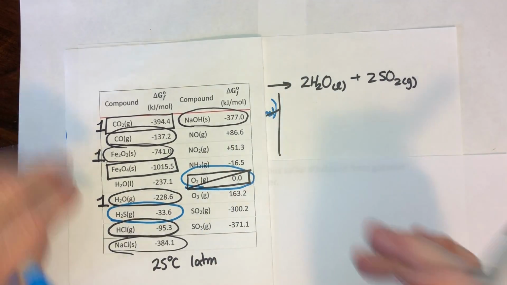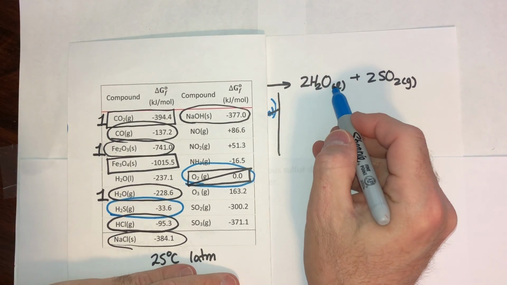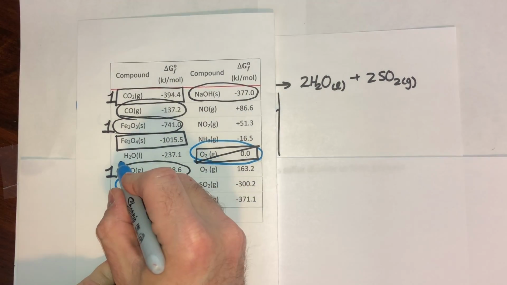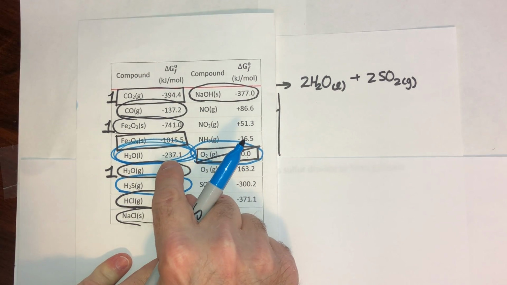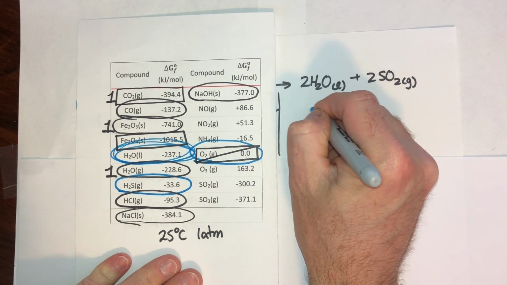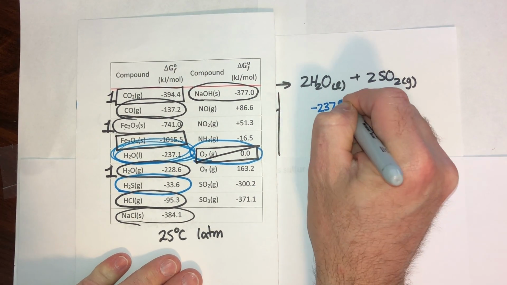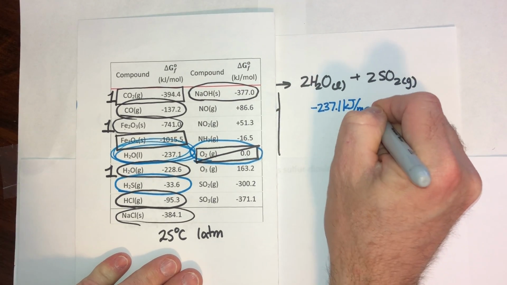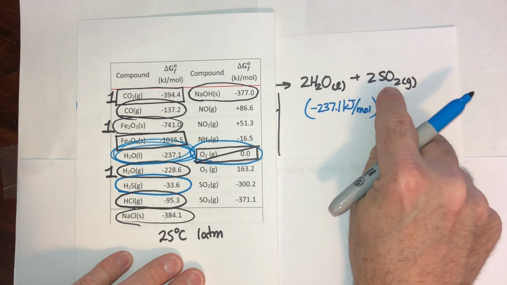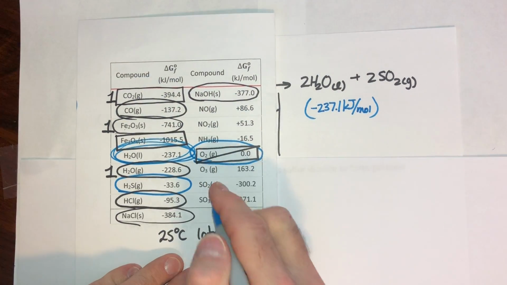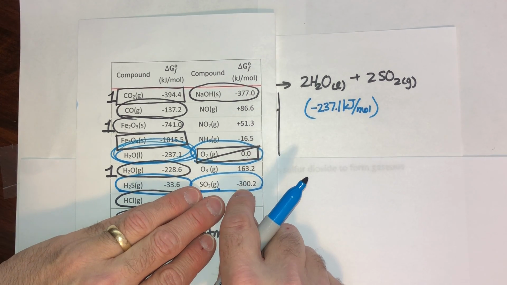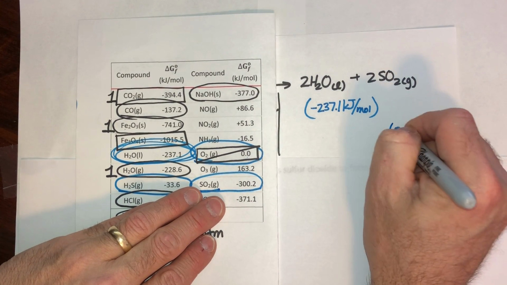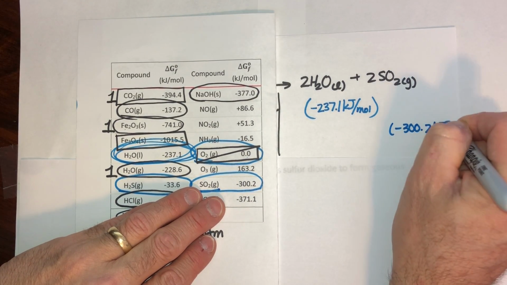Okay, let's move over to the product side. So on the product side, you're going to make H2O liquids. Now be careful, there's more than one water on this table. H2O liquid is here. So to make one water molecule liquid, the change in the Gibbs free energy of formation is negative 237.1 kilojoules per mole. If you look up the value for SO2, SO2 is here. The change in the Gibbs free energy for forming an SO2 is minus 300.2. So minus 300.2 kilojoules per mole.